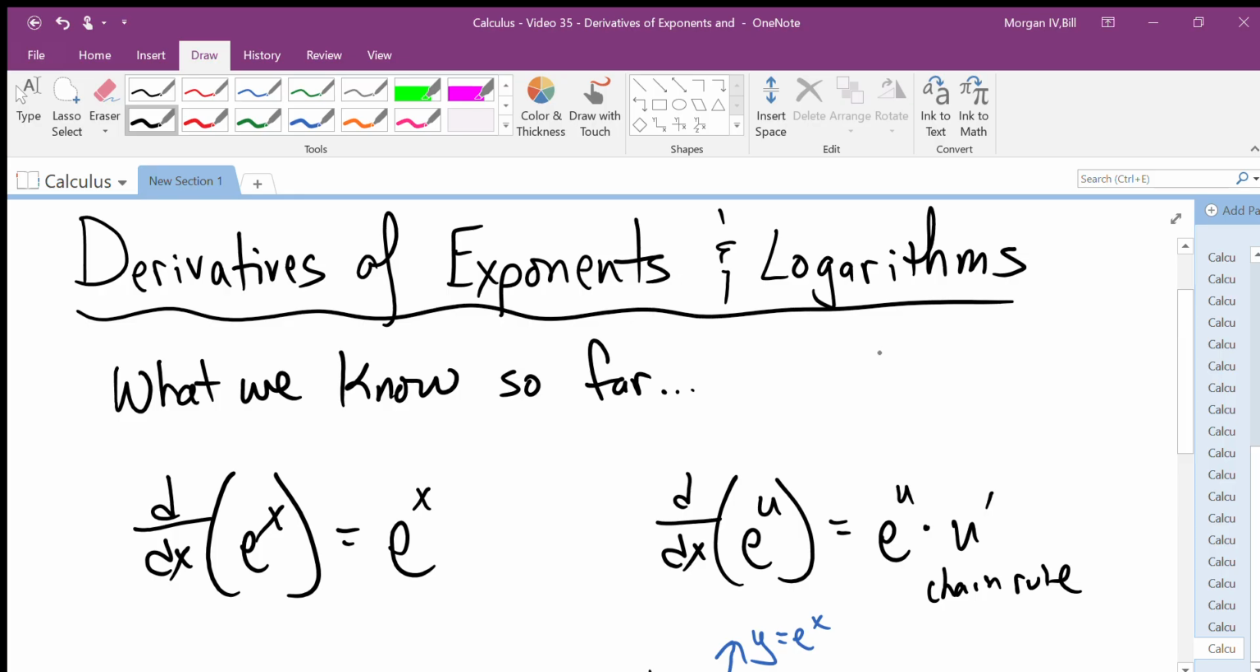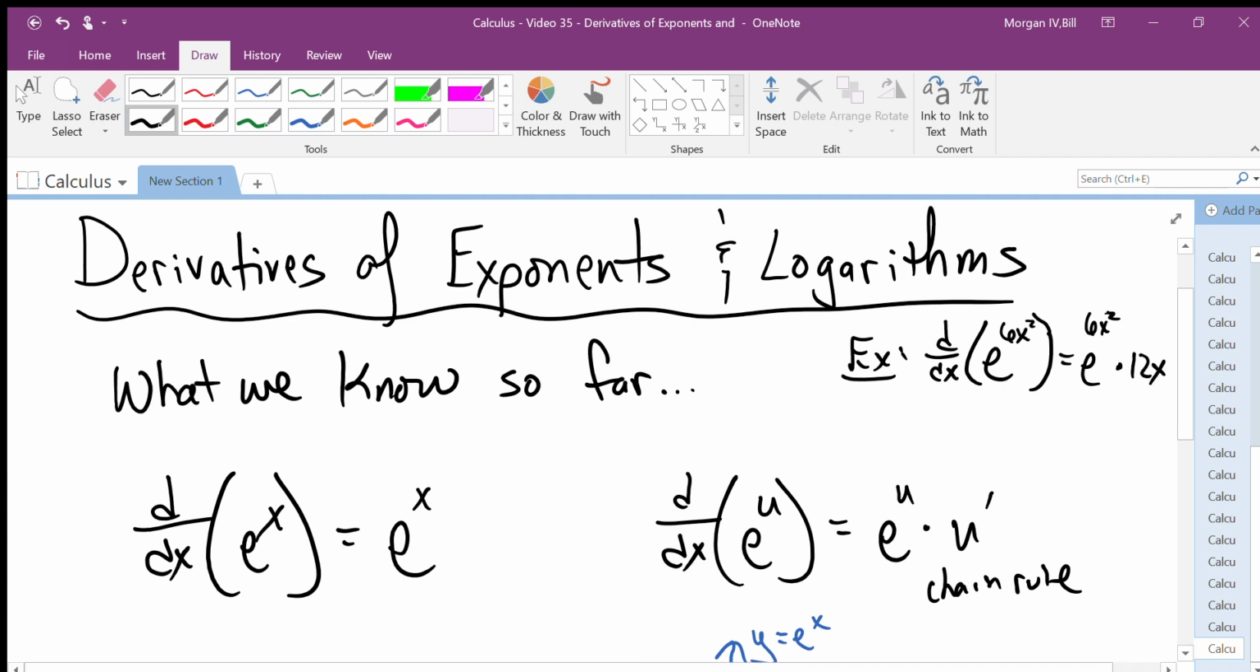For example, if we had the derivative of e to the 6x squared, where that u is 6x squared here, the derivative is e to the 6x squared times the derivative of 6x squared, which is 12x. Okay, so that's really all we know so far about the derivatives of exponents and logarithms.